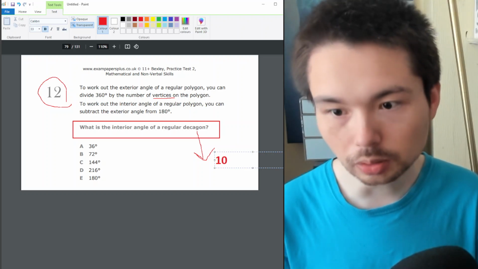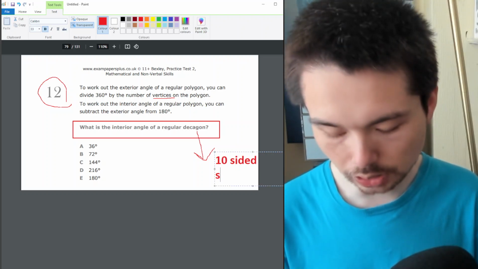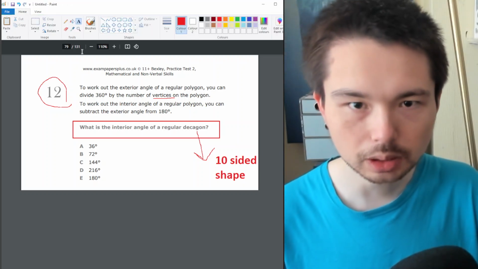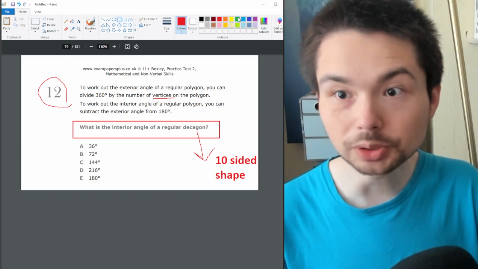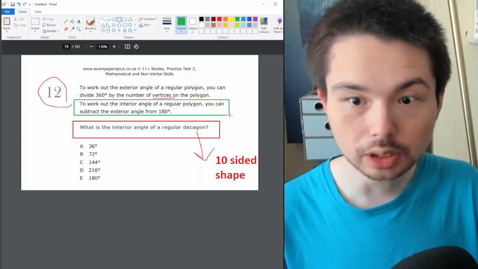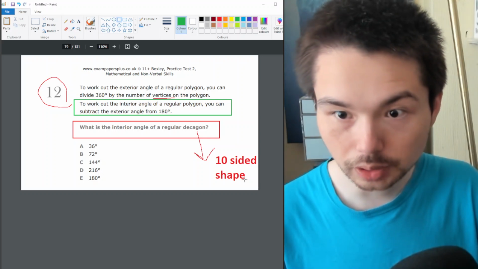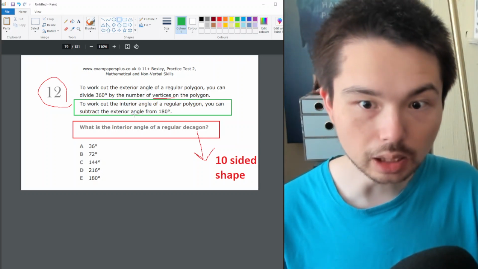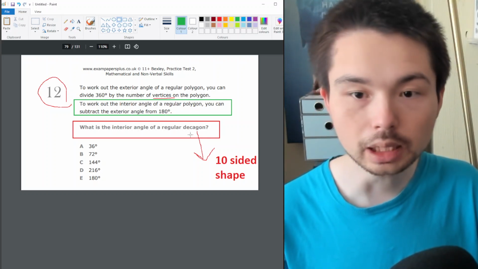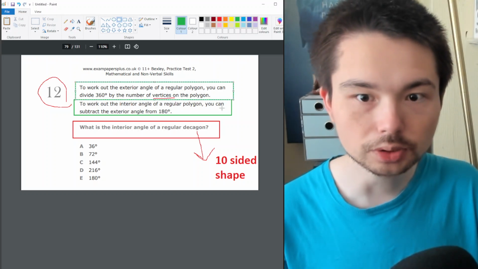Okay, well, so what? Well, now we know something is equal to 10, the number of sides. Now we can read this. Maybe read backwards. Why not? How about this bit? To work out interior angle of a regular polygon, so we know it's a 10-sided shape, you subtract the exterior angle from 180. Okay, we need to do that bit first.